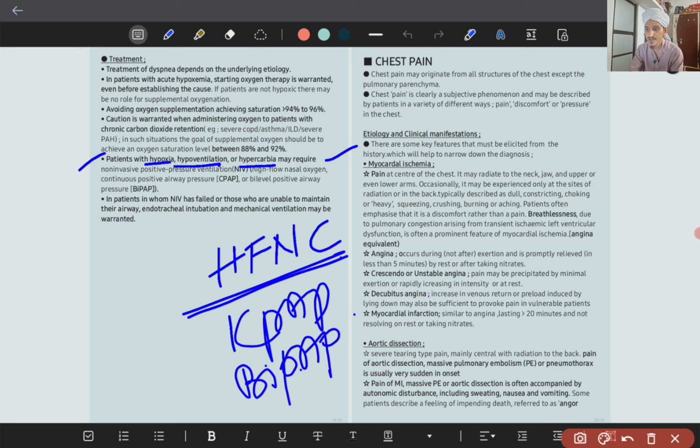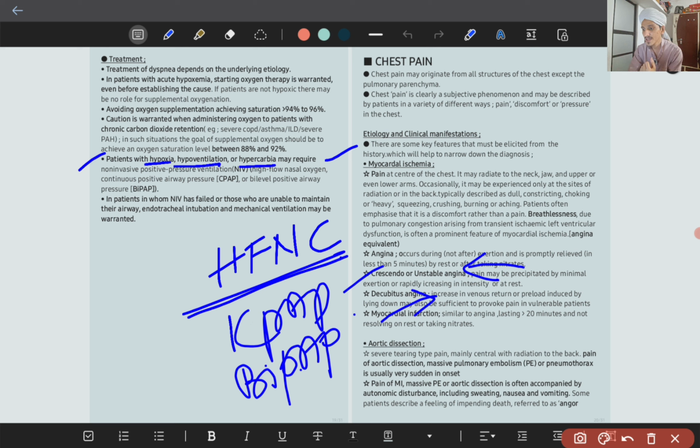Continuous positive airway pressure ventilation or bilevel positive airway pressure ventilation. So CPAP is nothing but, apart from giving oxygen, you maintain the pressure at the time when the patient is exhaling, so that because of that pressure, the airways are kept open so that oxygen can go to the air spaces properly.